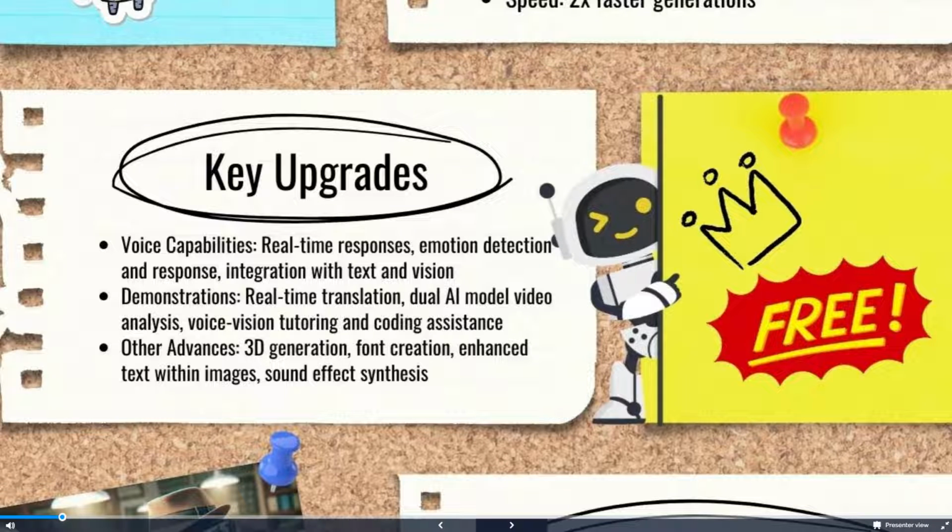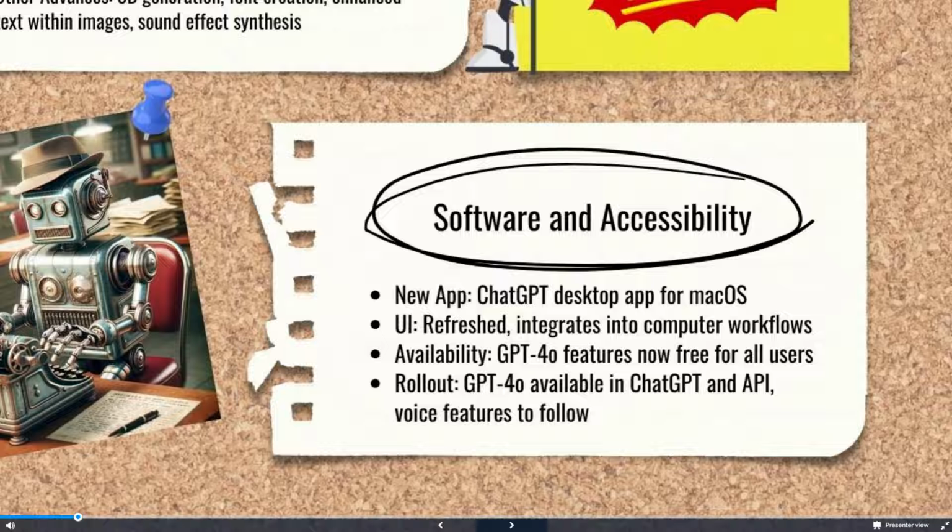Now, the key upgrades, real-time responses. This is real-time translation, and I can't wait to show you the videos on it. There's real-time video analysis, voice vision tutoring, and coding assistance, 3D generation. There's some really cool upgrades that also, this is free. GPT 4.0 features are now free for all users. OpenAI just got a little bit more open, and I'm very excited to show you the videos.